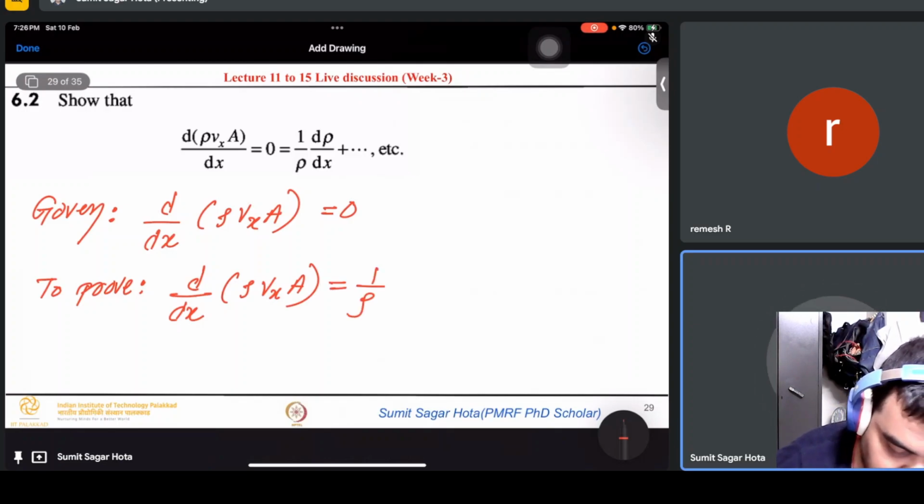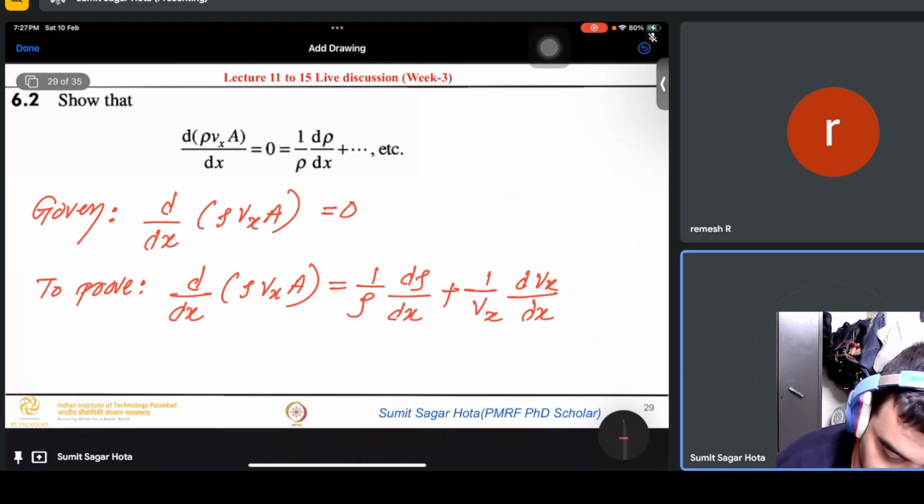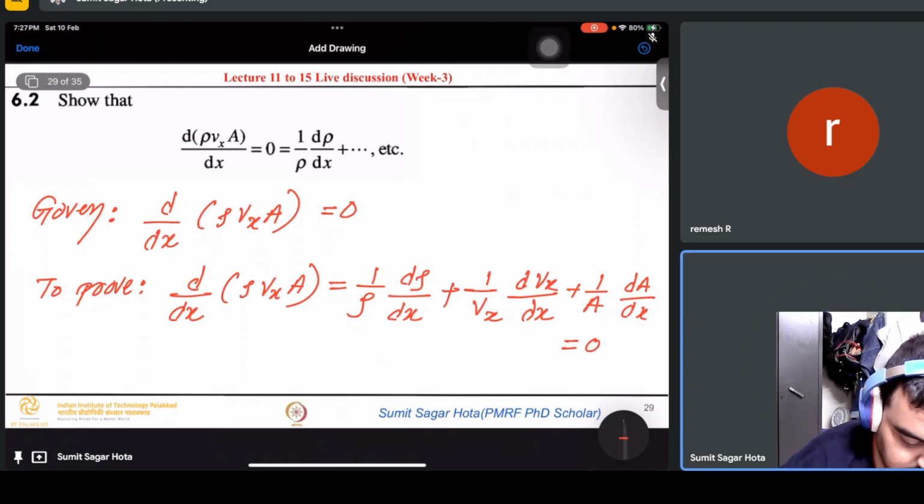They write it in half in the question, but when you have to solve, you have to write in full: 1 by rho d rho by dx, plus 1 by vx, the x component of velocity, dvx by dx, plus 1 by A dA by dx equal to 0. Solve it.